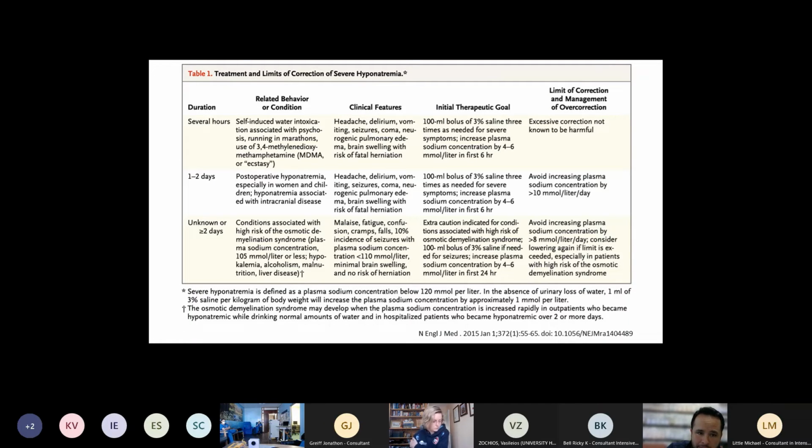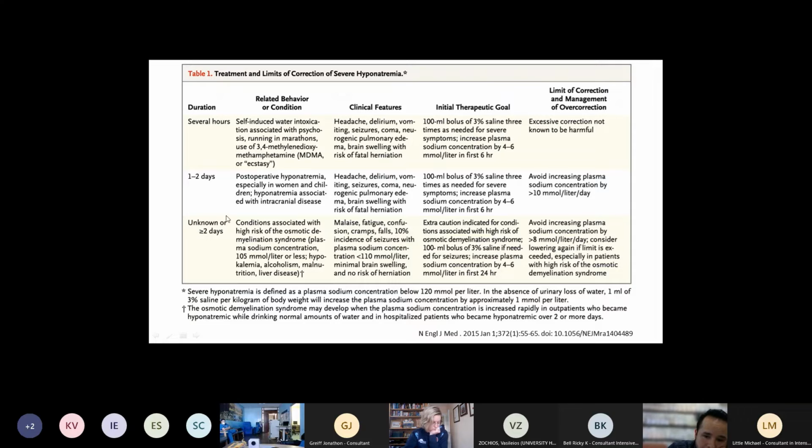we believe that the patient has, for example, presented an intoxication with ecstasy, or a patient who has run a marathon, and the patient has severe hyponatremia, less than 120, in which the clinical features will be headache, vomiting, coma, seizures. We will have to initially treat this patient with 3% sodium chloride. If this hyponatremia happened just over several hours, excessive correction may not cause any harm.